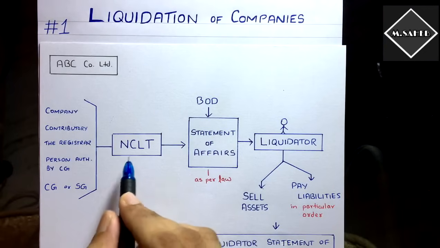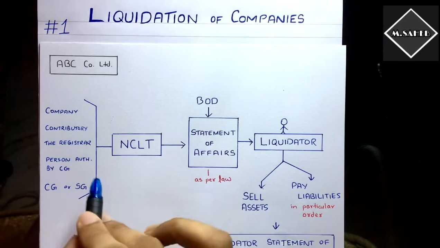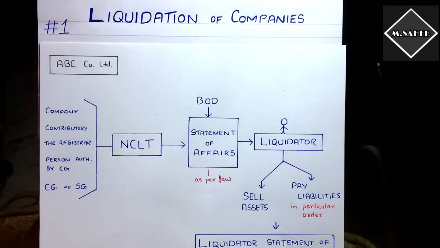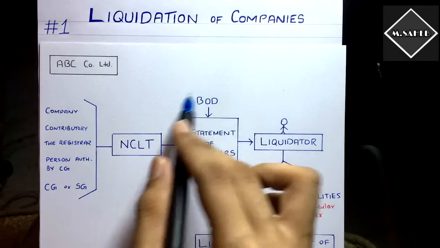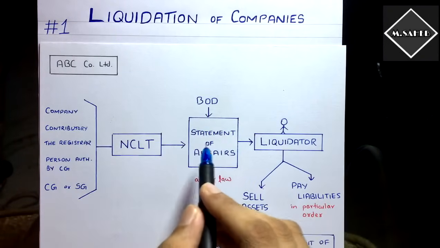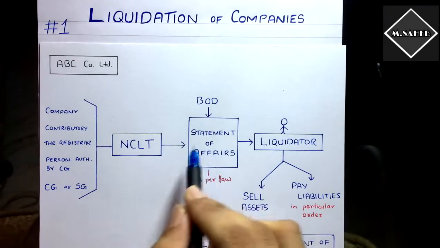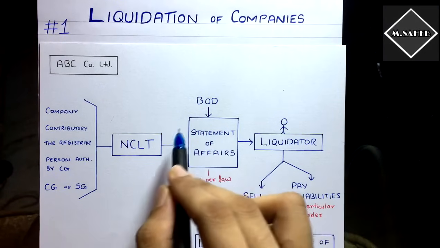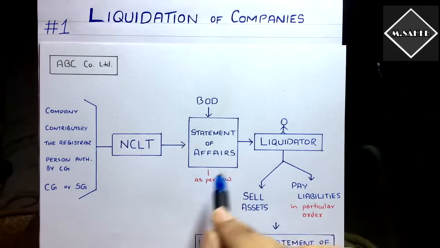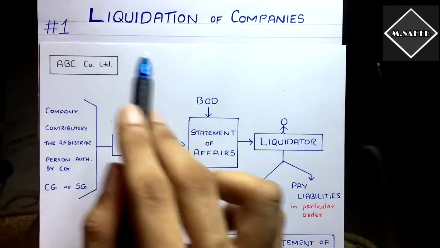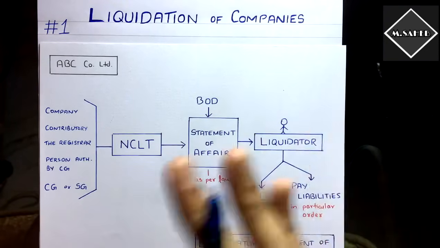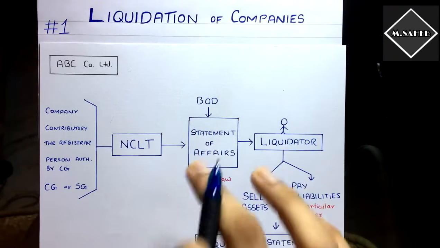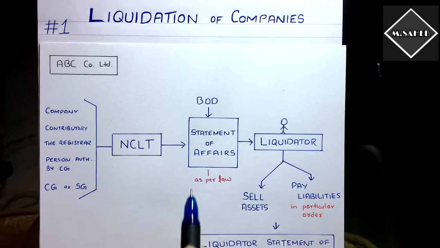And if the National Company Law Tribunal feels that there is no other option than to just liquidate the company, then it will give the green signal, and then the board of directors of that company will have to prepare the statement of affairs. What is a statement of affairs? A statement of affairs is a statement which contains all the details of all its assets and liabilities. Whoever they have to pay, how much is owed, all the details will be contained over here in the statement of affairs. And the format of this statement of affairs is fixed.